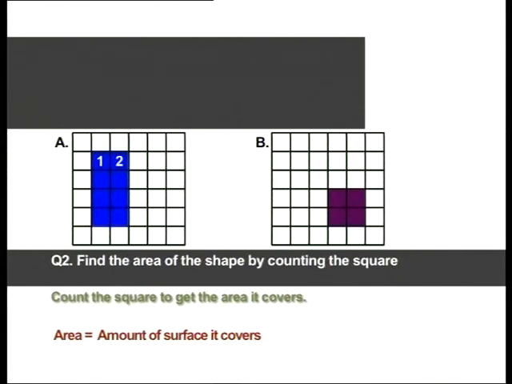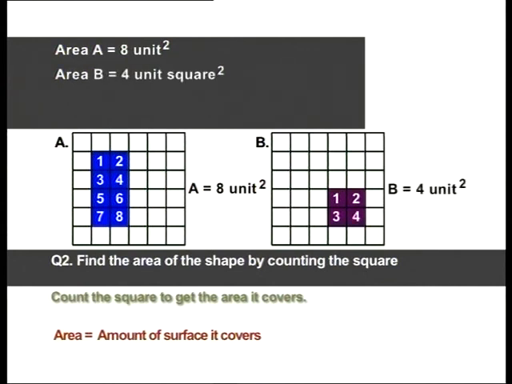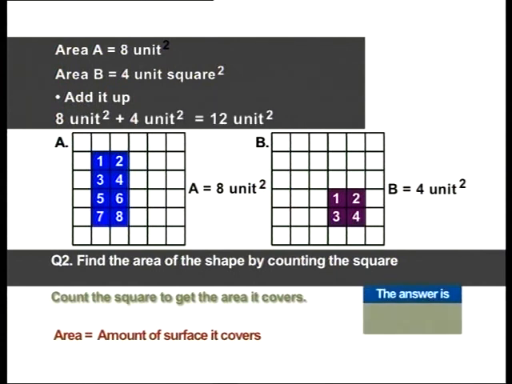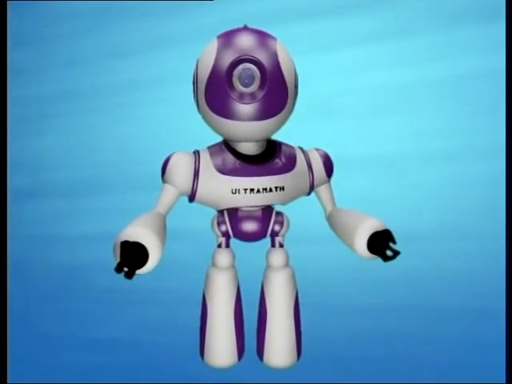1, 2, 3, 4, 5, 6, 7, 8. Area A equals 8 units square. 1, 2, 3, 4. Area B equals 4 units square. Let's add up the total to get the whole area. 8 plus 4 equals 12 units square. The answer is 12 units square.